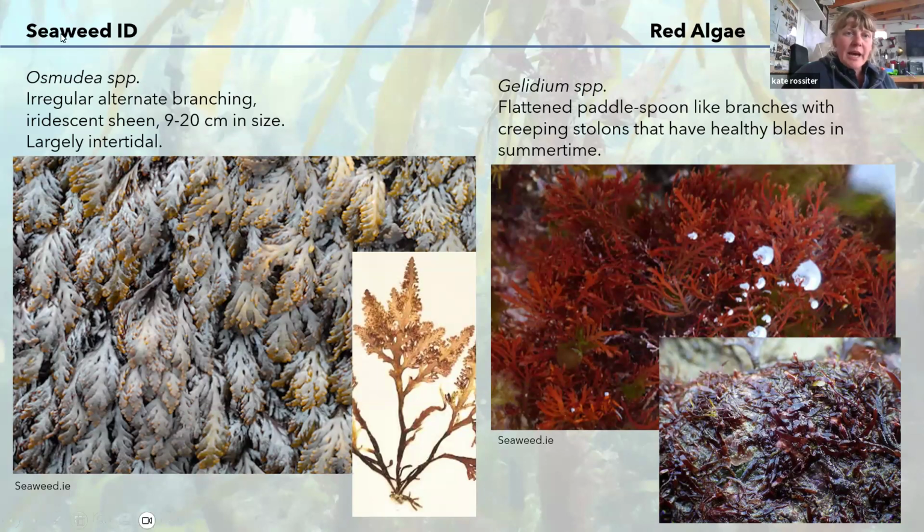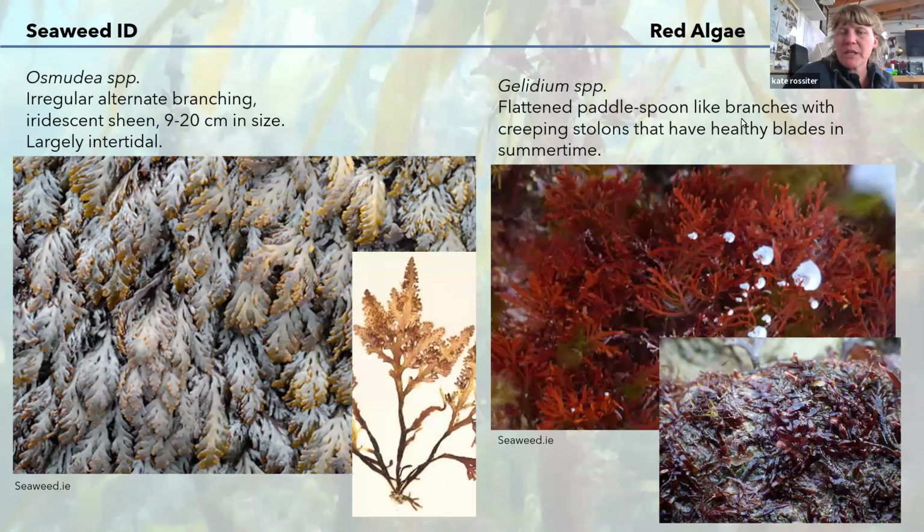It's going to be Osmundea. Maybe this is called sea oak, actually. It has a very distinct smell to it. It's very pretty. And it's going to be largely intertidal, on rocky shores more often. The more sheltered the habitat, the bigger it actually gets. So when you get to more exposed sites, it kind of grows in very short turfs.